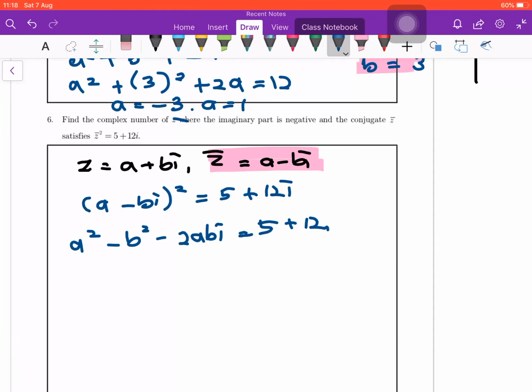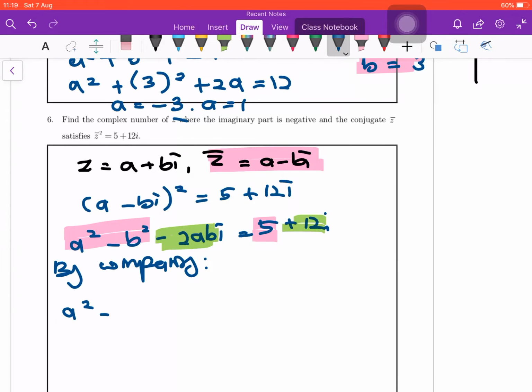Okay, saya dah cakap tadi, cara untuk compare adalah compare bahagian real dengan real, and compare bahagian imaginary dengan imaginary. Okay? So, lagi sekali kat bawah ni, by comparing, A square minus B square is equal to 5 and negative 2AB is equal to 12.